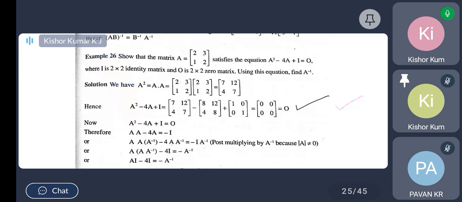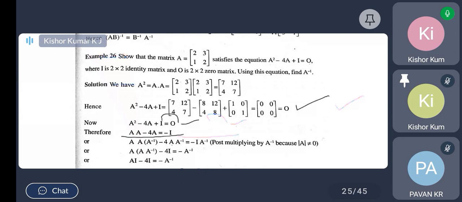Now we have to find out the A inverse using this equation. This is a very important problem because you may get these kinds of questions also for 5 marks. So now I am just considering the equation as it is: A square minus 4A plus I is equal to 0. I require only A inverse here, but we don't have an A inverse term. So before that, I am going to write the equation in the form of A into A minus 4A is equal to minus I. A square means A, we can write it as A into A. And I have moved I to the RHS, so hence it will become minus I.